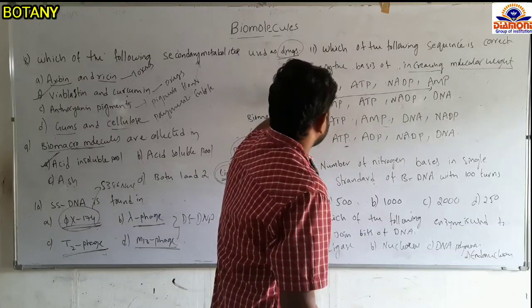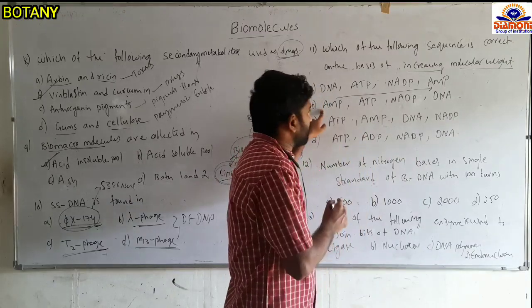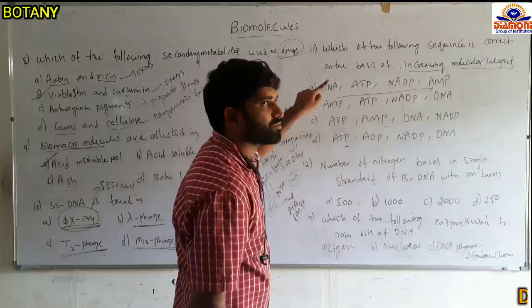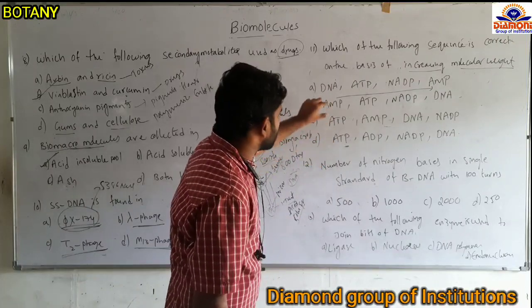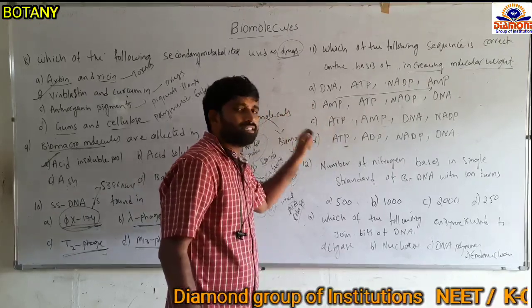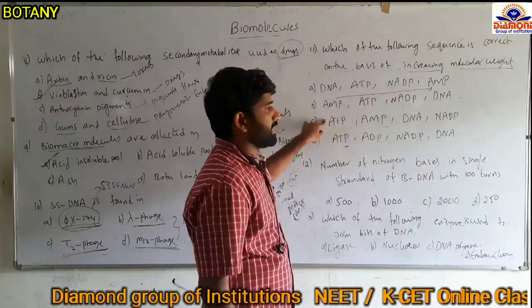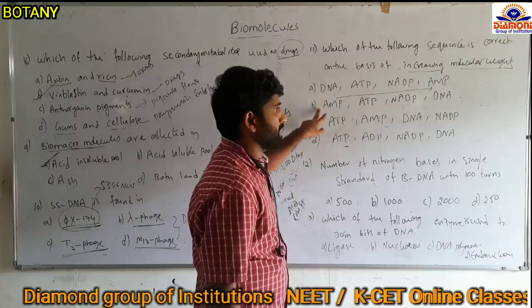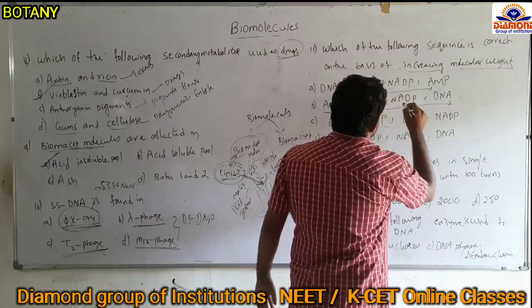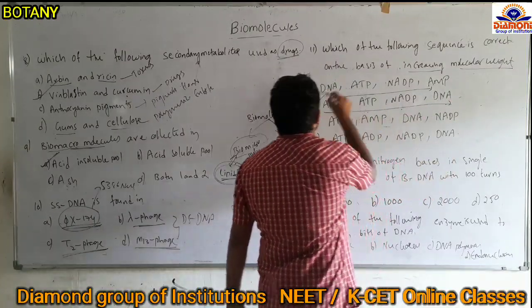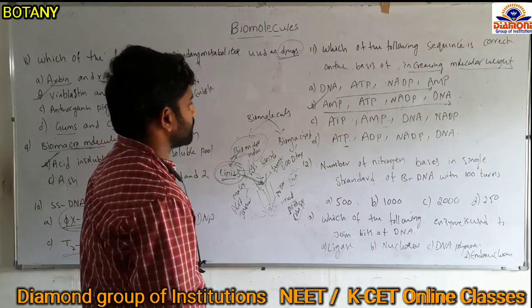See now, DNA is a polynucleotide structure. Adenosine monophosphate, compared to adenosine triphosphate, has a lower molecular weight because only one phosphate is present. Here this nucleotide contains three phosphates, so the molecular weight of ATP is more than AMP. So adenosine monophosphate, adenosine triphosphate, NADP, DNA, that is the increasing order. So the answer is B.